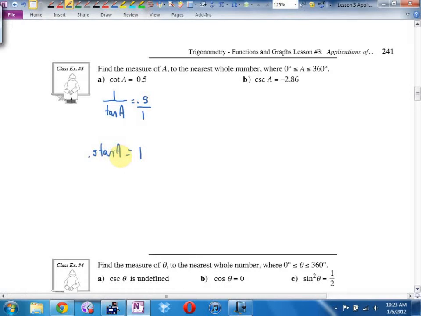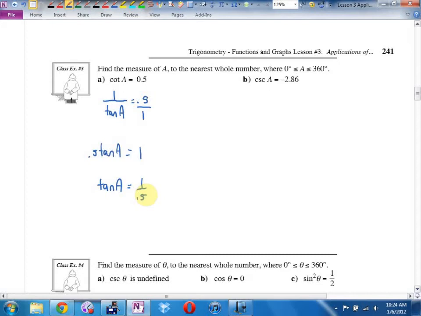Here is the easier way. If they give you a reciprocal trig function, flip this and flip this at the same time. In other words, replace it with tangent, replace that with 1 over it. What trig function did they give us here? Cosecant goes with what? Sine. Replace this with sine, replace this with 1 over negative 2.86. That's the quick and easy way.